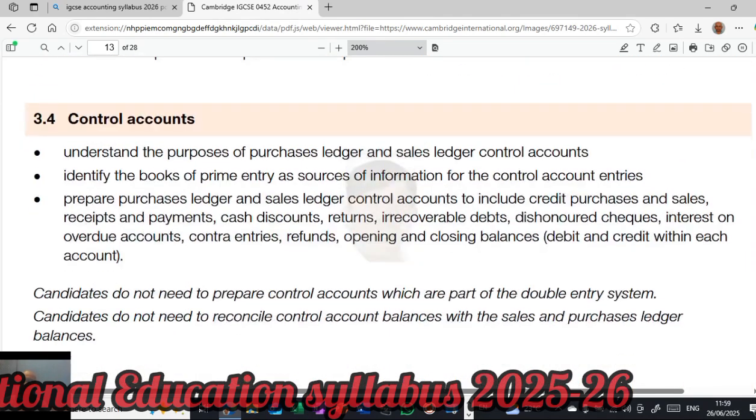Then control accounts: understand the purpose of purchase ledger and sales ledger control accounts, identify the books of prime entry as sources of information, prepare purchase ledger and sales ledger control accounts, prepare purchases and credit sales, so all these things, and also the debit and credit within each account.